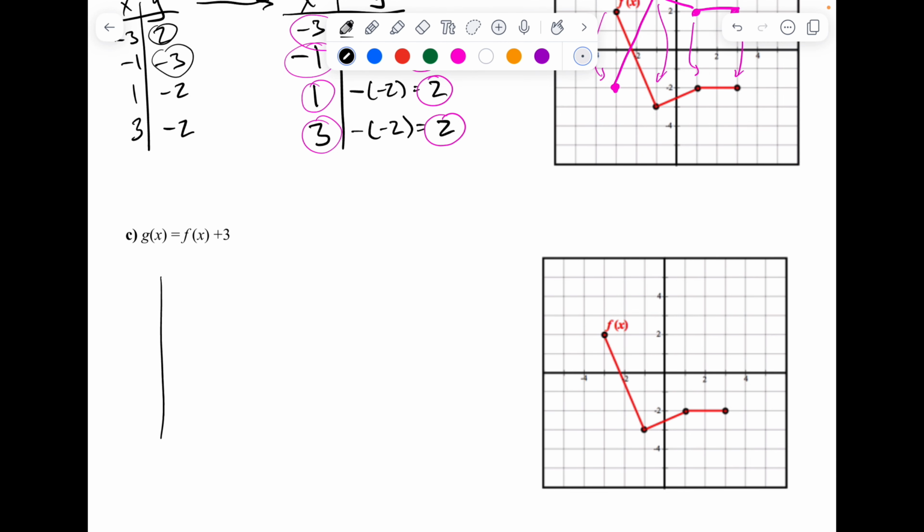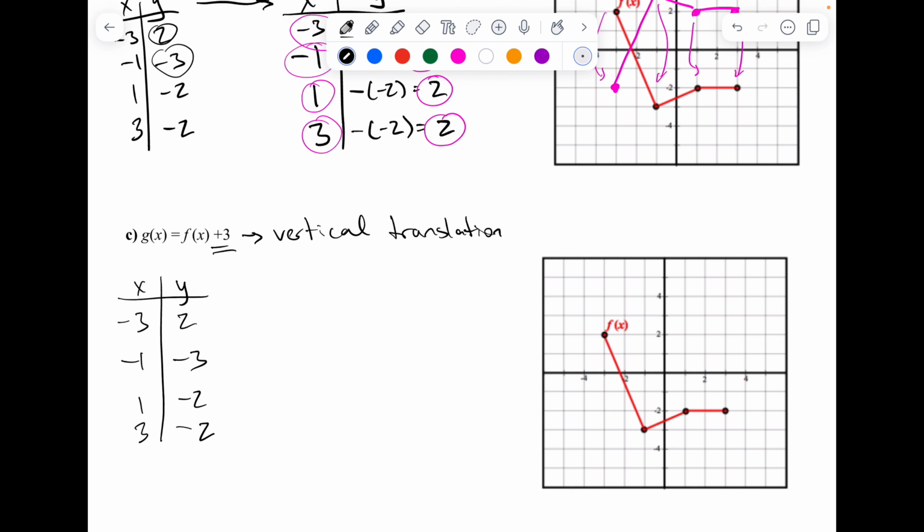This one, negative 3, 2, negative 1, negative 3, 1, negative 2, 3, negative 2. That's my old. Now what's happening here is there looks like a vertical translation happening to the outside of the function. Translation, 3 units up. So vertical, so x's are going to stay the same, and y is y plus 3 because it's 3 up.